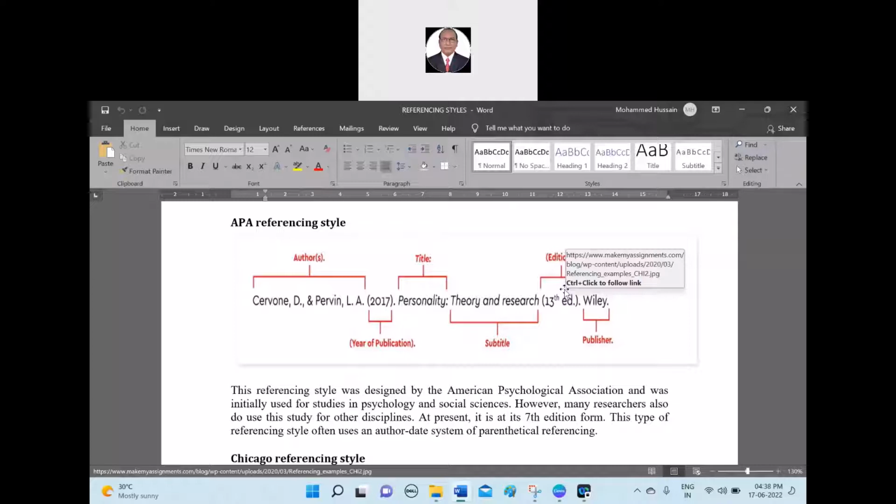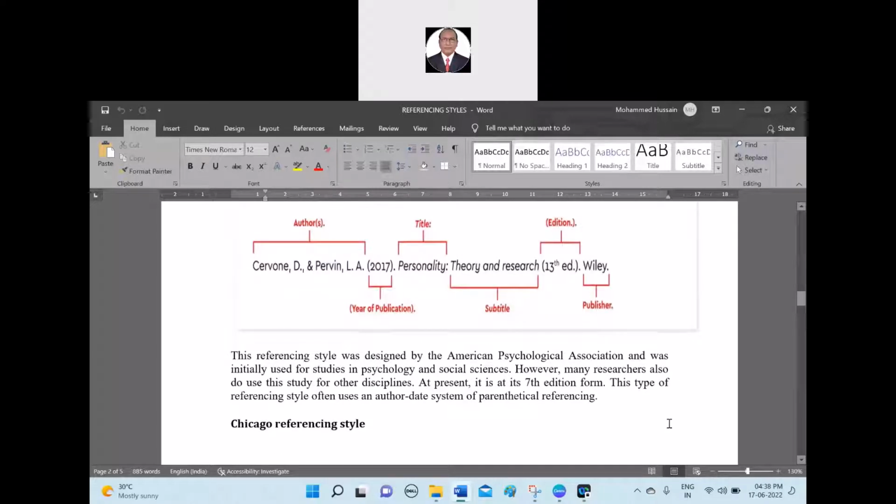that will also be APA style, and the ed full stop and parenthesis close, and Wiley, this Wiley publications. They wrote only Wiley, meaning the publisher's name. But naturally the imprint consists of the three prongs I told you. Number 1, place of publication. Number 2, name of the publisher. Number 3, year of publication. And the year of publication ends with a full stop. But here they only wrote the name of the publisher. So this is the referencing style of it.